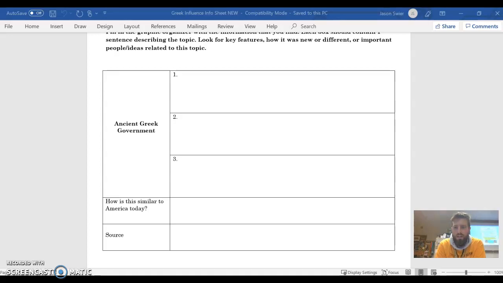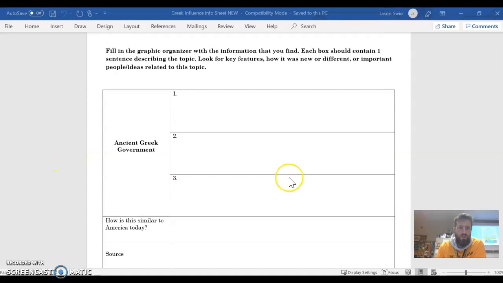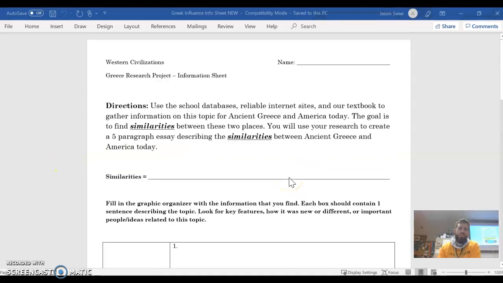All right, hi guys. Just checking in today on our activity we're going to get started with, which is a short research assignment and an essay that we're going to be writing. So we're talking about ancient Greece, and what we're going to try to do is compare ancient Greece to America today. So what we're looking for is some similarities between them and us, right?